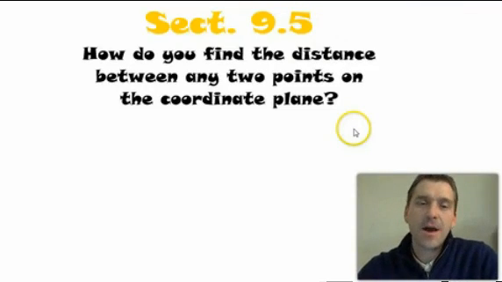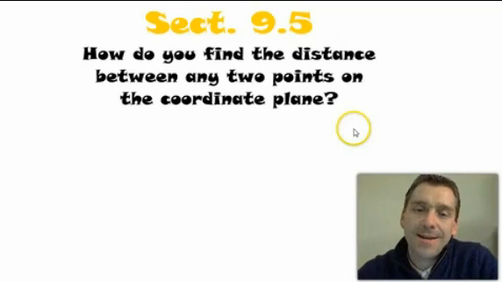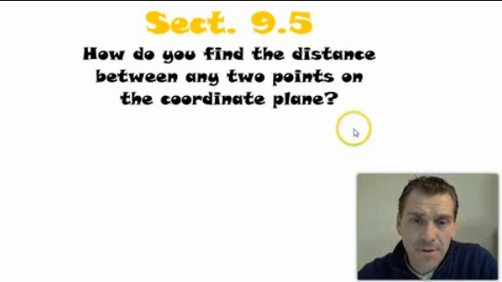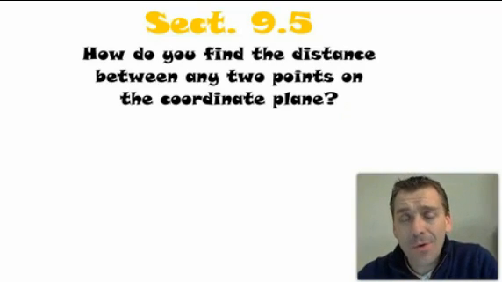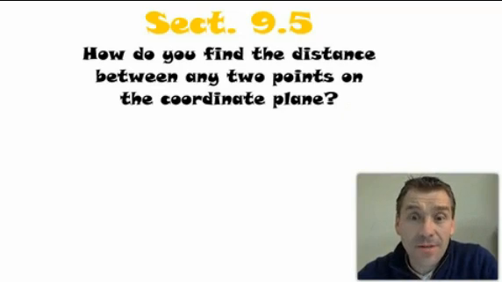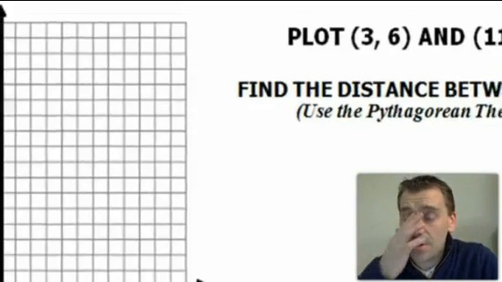Section 5, Chapter 9. Question is, how do you find the distance between any 2 points, no matter where they are, on the coordinate plane? Now, I'm going to tell you how this comes about. The distance formula is really derived from the Pythagorean Theorem. Hence is why it's after the Pythagorean Theorem we just talked about. So let me show you how this works.